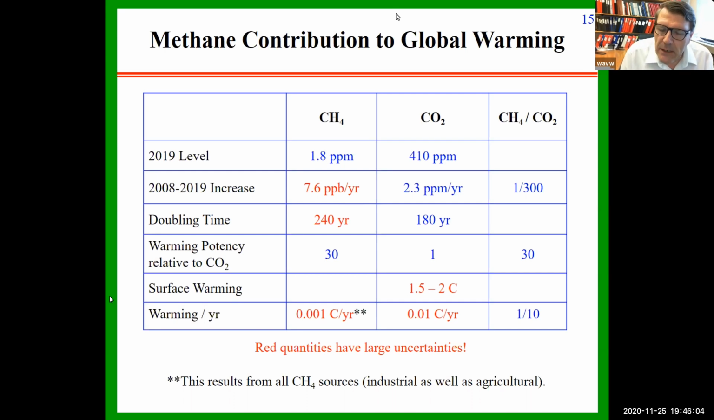Ray Bates gave a very nice talk a few weeks ago, and I think the agricultural responsibility for methane increase is only about 1/3 or so. So this number of 1 millidegree C per year is actually going to be much less if you just look at the responsibility due to agriculture.